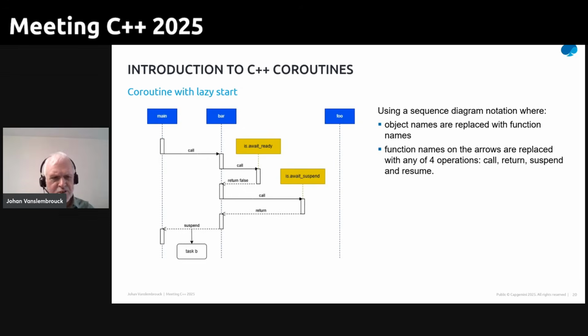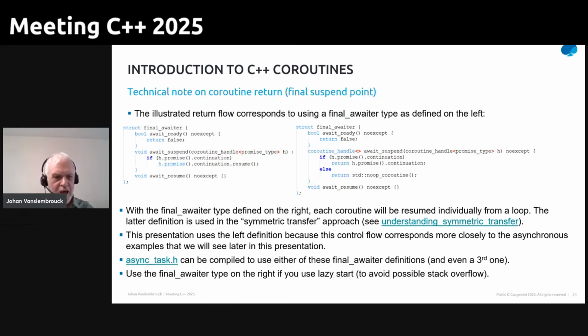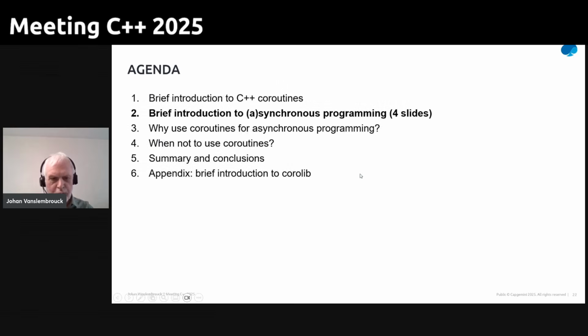Then a lazy start is much more complex than the eager start. And then there's another note about the return at the end. Only specialists may see the difference, but I'm using a final awaiter type on the left and not the one on the right. The one on the right has been introduced for lazy start coroutines, which led to potential stack overflow. So this one on the right prevents it. That's all about coroutines and the introduction to it.